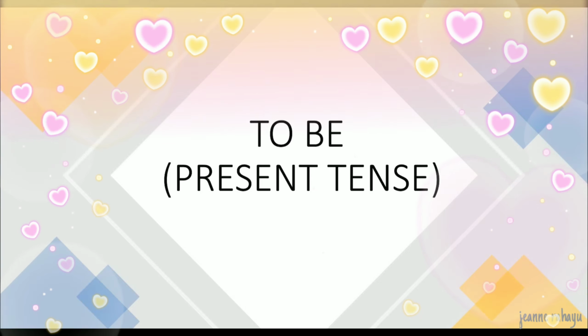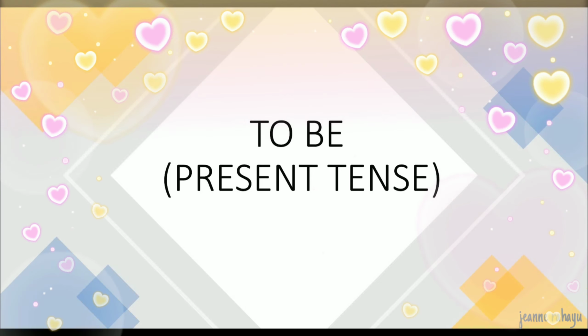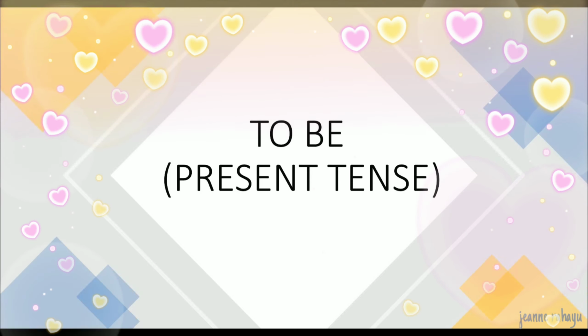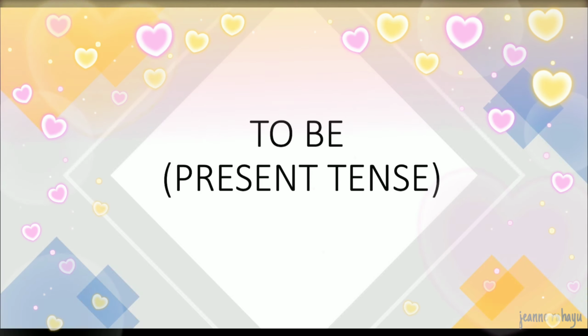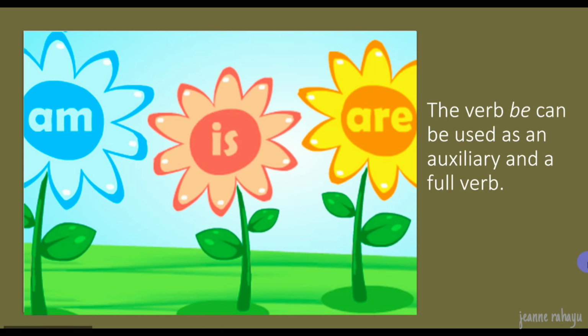Today, I'm going to talk to you about "to be" that is used in the present tense. What are they? Here they are. To be in present tense has am, is, and are. The verb be can be used as an auxiliary and a full verb.